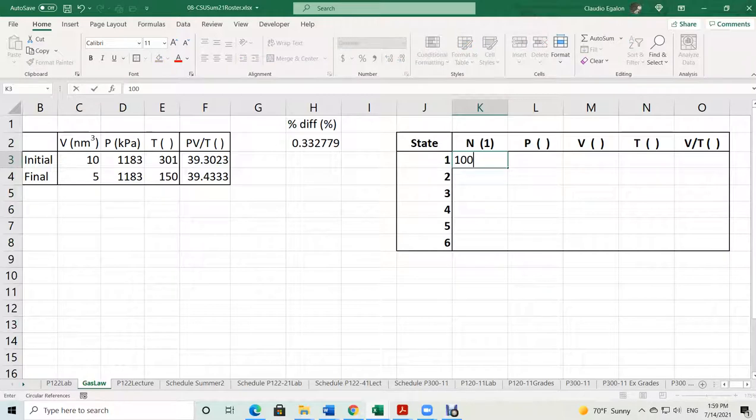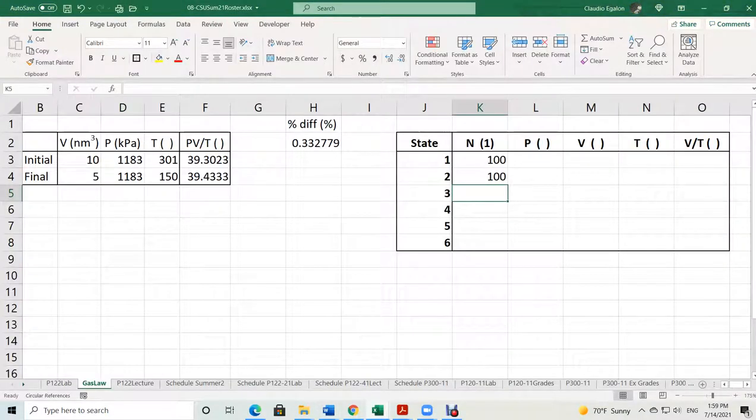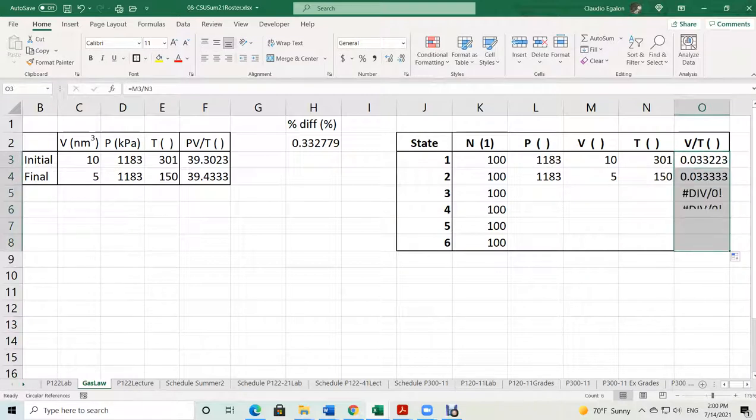How many particles are we going to have? We're going to have 100 for all of them. You already have measurements for state number 1 and 2. The volumes for states 1 and 2 are 10 and 5. The pressure is 1183. Remember, the pressure is being kept constant. The temperature is 301 and 150. And then you can go ahead and do the volume divided by temperature.